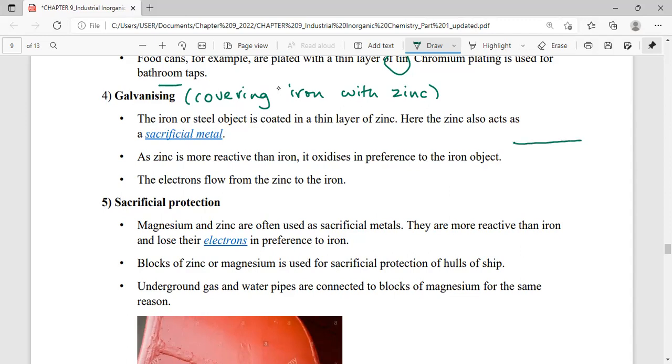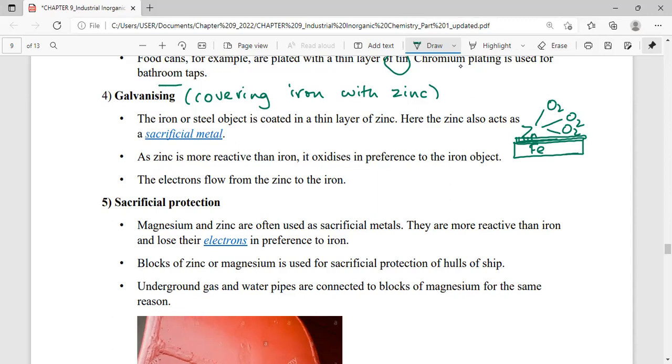So let us say that this is a layer of iron, and this is covered with zinc. Now, which is more reactive, iron or zinc? Zinc is more reactive. Zinc is above iron in the reactivity series. So here the zinc is more reactive, so it will easily react with oxygen in the air. When it reacts with oxygen in the air, there is not enough oxygen to attack the iron, so the iron will be protected.